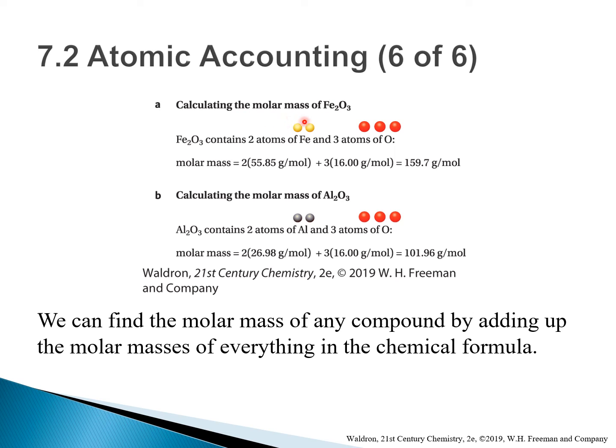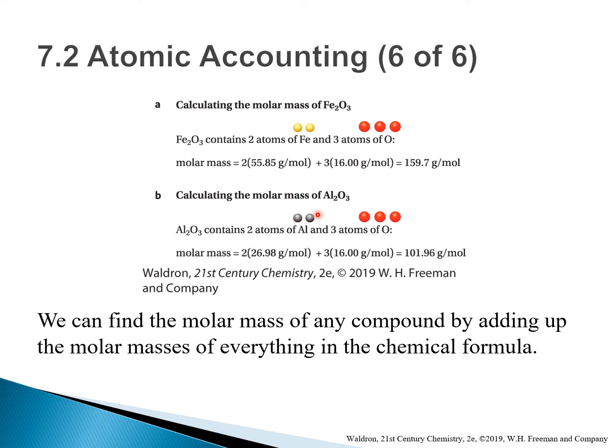Find the molar mass of iron oxide. From the formula Fe2O3, we know that it contains 2 atoms of iron and 3 atoms of oxygen. From the periodic table, we find the molar mass of iron is 55.85 grams per mole, and oxygen is 16.00 grams per mole. You simply multiply by the number of atoms of each and sum them up to give you 159.7 grams per mole for the molar mass of iron oxide.